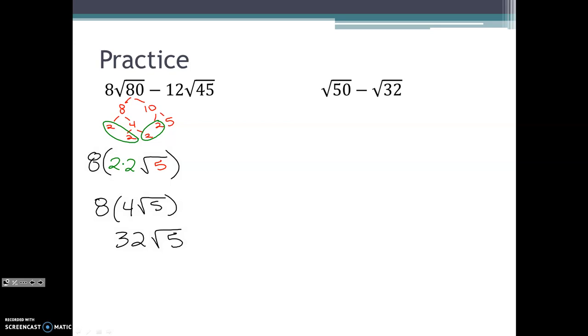Okay, next I have a minus 12, and then I have a square root of 45. How can I simplify the square root of 45? Well, that would be 9 and 5, and 9 is 3 and 3. So again, a square root. Again, a square root. I'm looking for pairs. So I do have a pair of 3 on the outside. And then on the inside, I am left with a 5. No more simplifying than I have to do there. That's just 3 square roots of 5 for square root of 45. 12 times 3 gives me 36 square roots of 5.